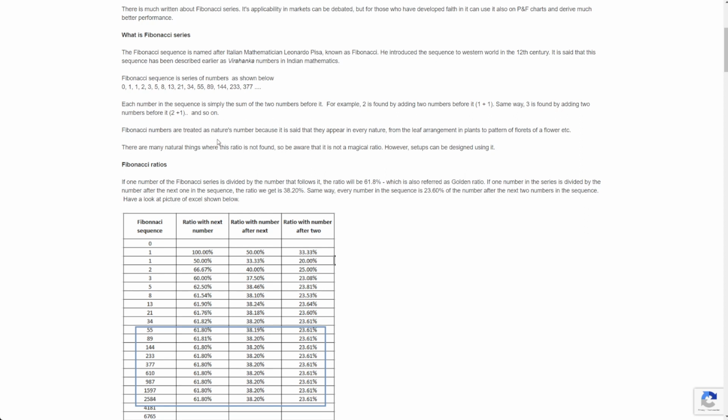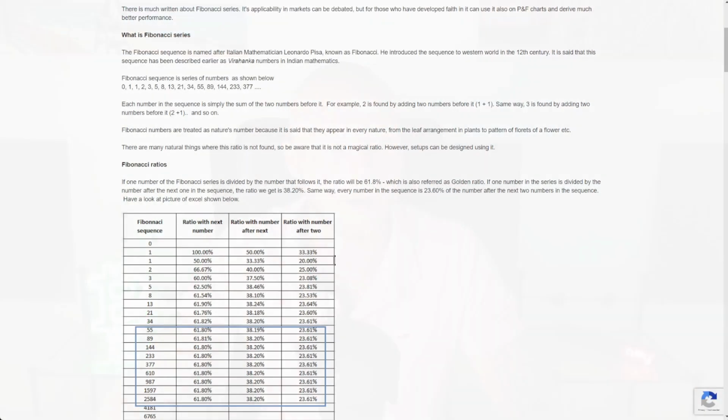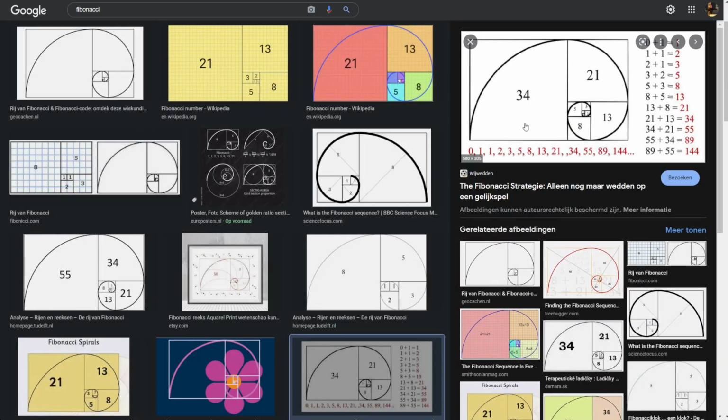Fibonacci numbers are treated as nature's numbers because it's said that they appear everywhere in nature, from the leaf arrangement in plants to the pattern of florets of a flower, etc. And this is super interesting and awesome to see. There are many natural things where this ratio is found. So be aware that it's not a magical ratio. However, setups can be designed using it. And this is awesome. So here you've got the Fibonacci ratio.